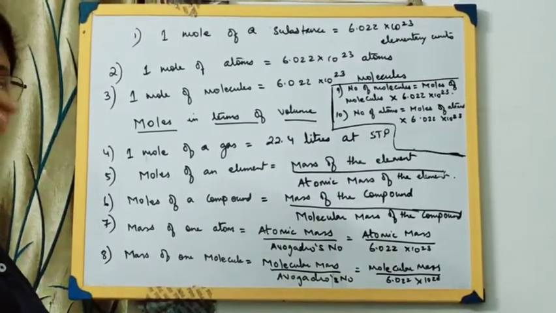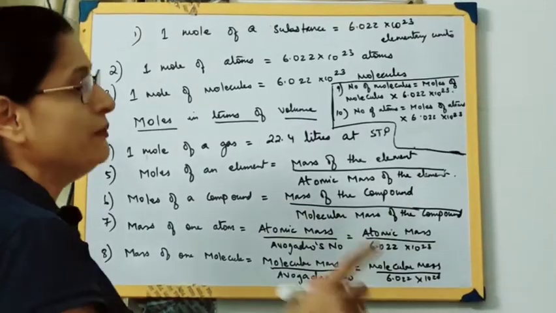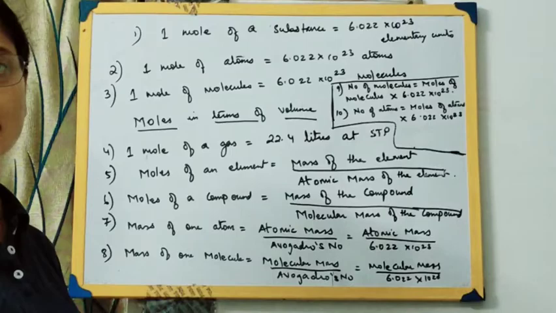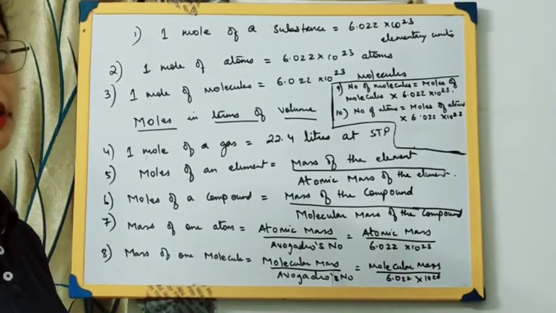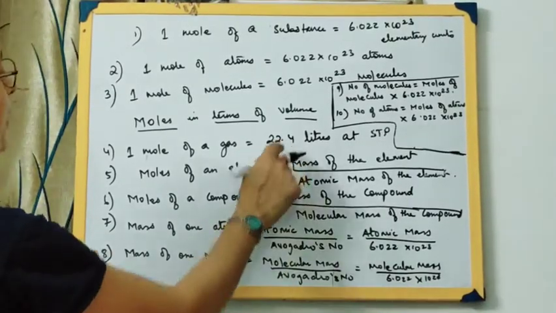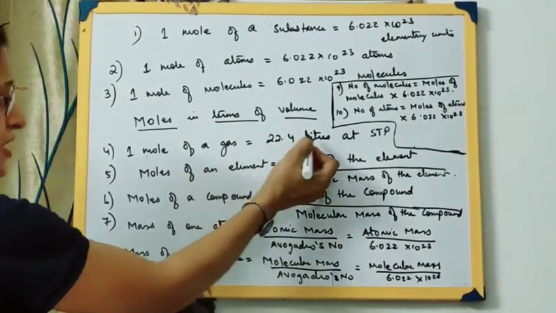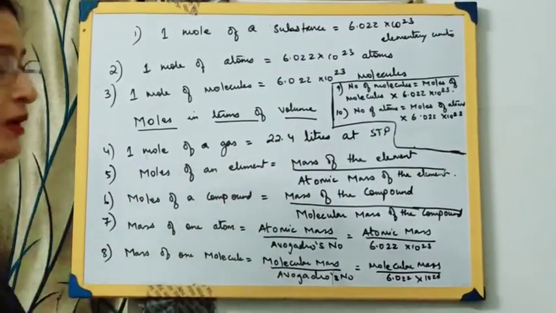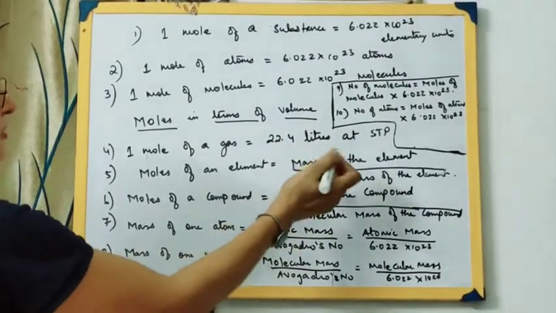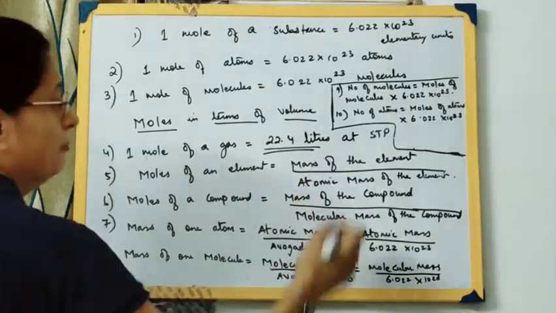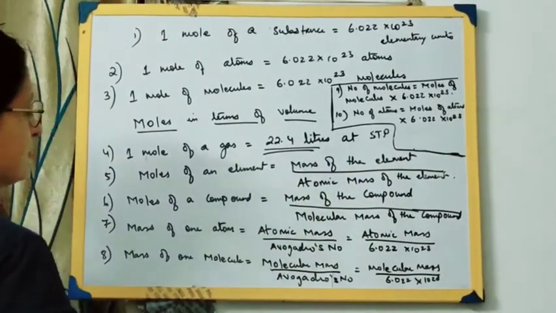Or oxygen, oxygen's atomic mass is 16. So if you consider 1 mole of oxygen, that is oxygen molecule, that is 32 grams of oxygen will occupy 22.4 liters at STP. Now this point, we will be solving many numericals based on this. It is a very important concept which you will be using very often. You will be getting more and more practice about this.